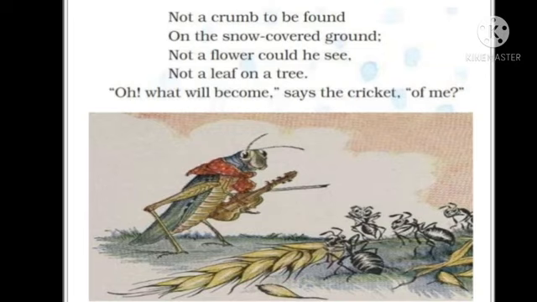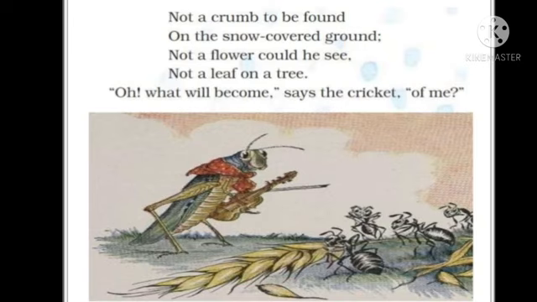Not a crumb to be found on the snow-covered ground. So what is the specialty of the ground during the winters? It will be snow-covered. And not a crumb to be found. Crumb means even a small piece of bread. That is called a crumb. So even a small piece of bread was not found on the snow-covered ground.